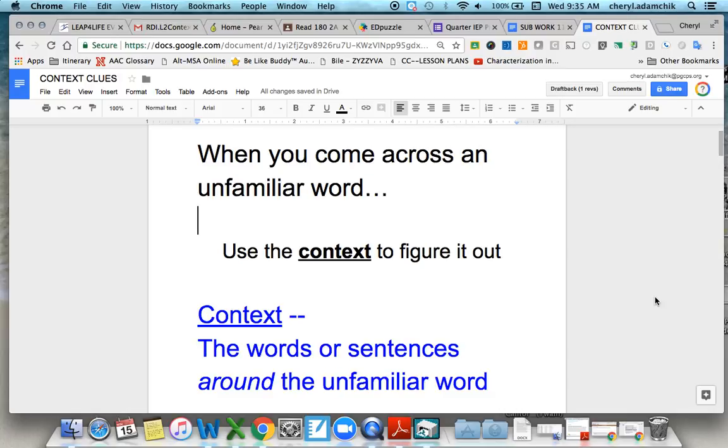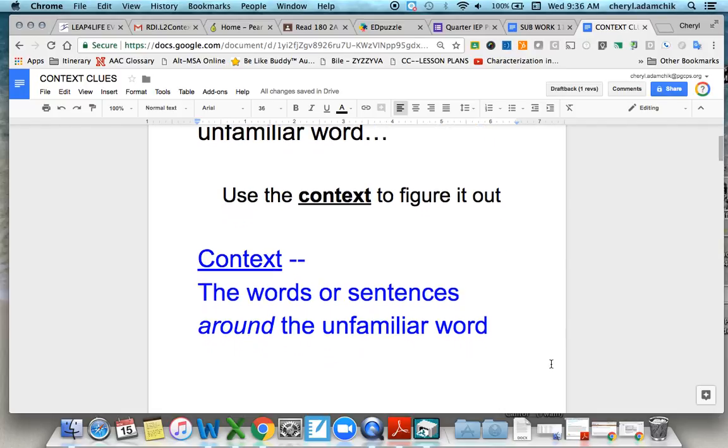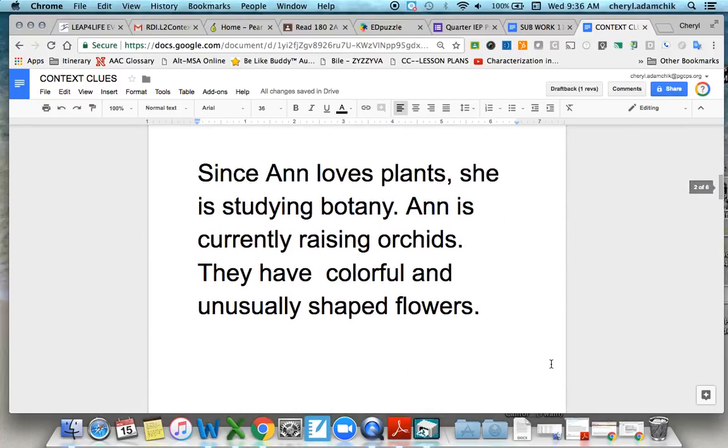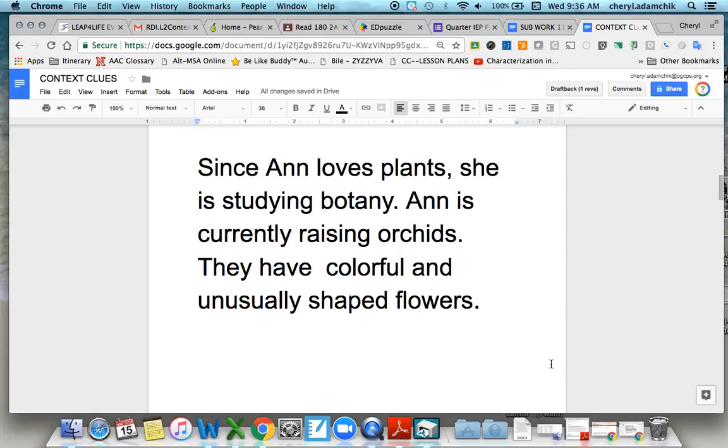This is about using context clues to figure out unknown or unfamiliar words. Like you've learned in the past, when you come across an unfamiliar word, you use the context to figure it out. And what we mean by context is the words or the sentences that are around the unfamiliar word, so the words or sentences that are surrounding it. Okay. All right, so we're going to go through a few examples.